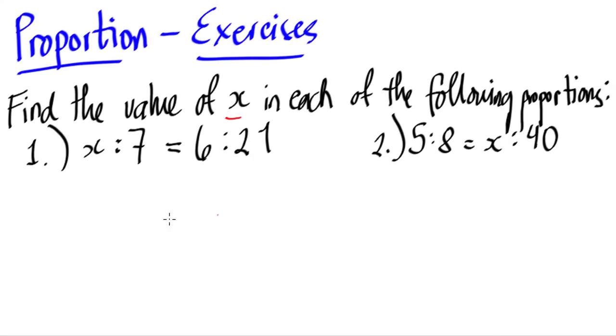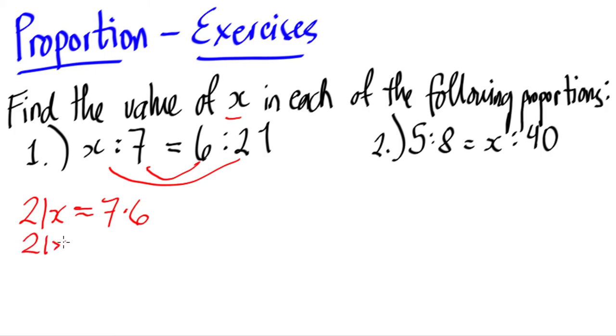For number 1, we're going to make use of the law of proportion, which tells us that the product of the means is equal to the product of the extremes. So this one is equal to this one. What we have is 21 times x, which gives us 21x, and on the right hand side, the means 7 times 6. Let's operate 7 times 6. 7 times 6 is equal to 42, since 7 times 5 is 35, add another 7 to that, that's 42.